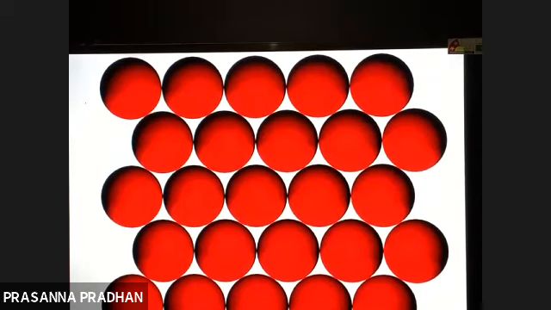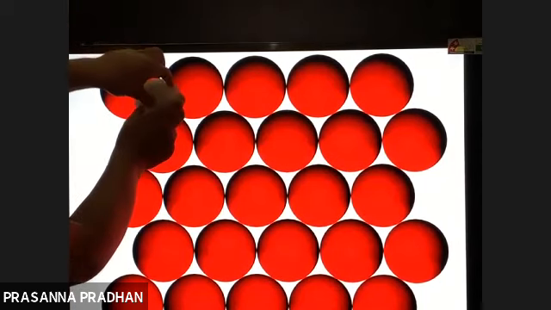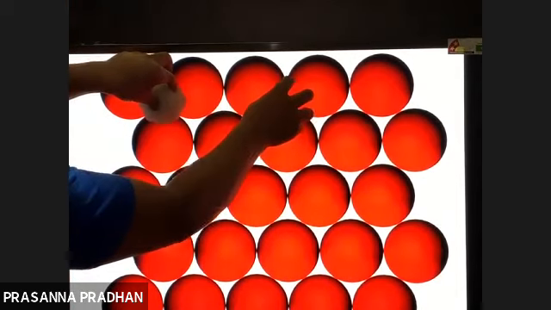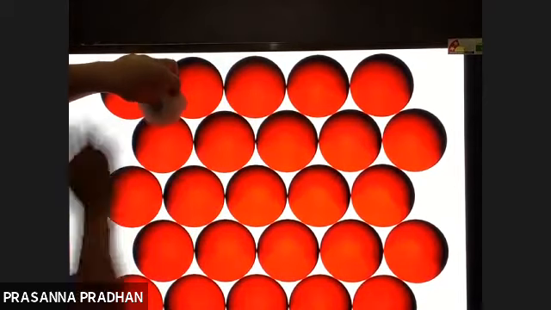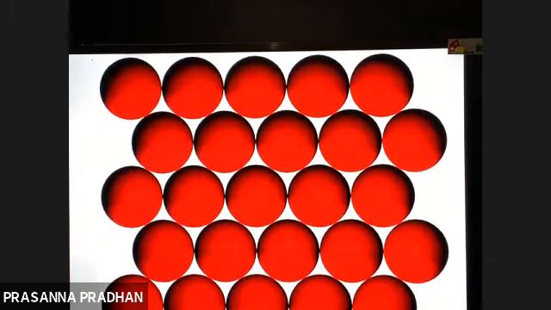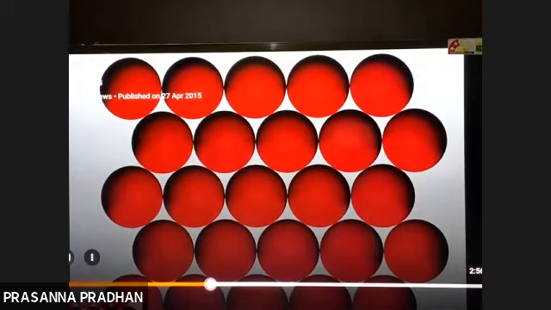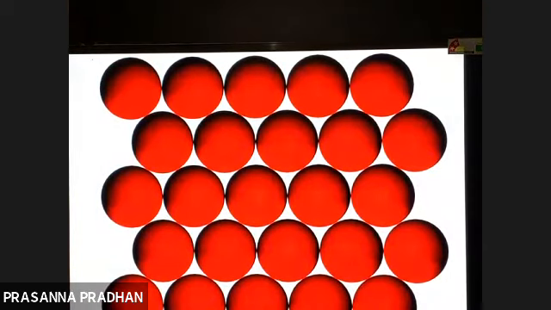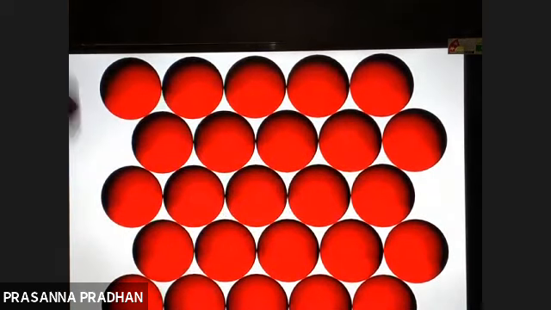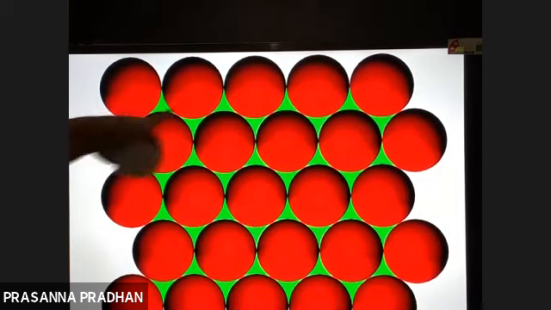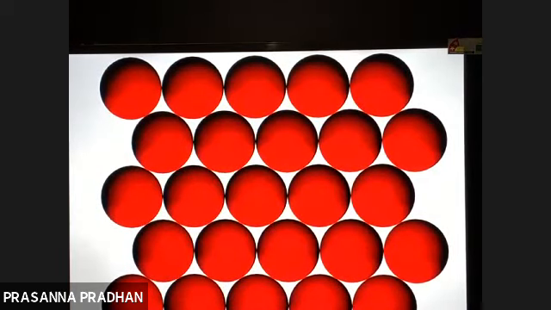So what we do is we keep the second layer of spheres on top of these triangular voids. We will place them here, like this. Okay, now look. The first layer contains red colored spheres indicating the alignment of the layer. This alignment is called A. These are the void spaces of the layer, triangular voids. We have to place a layer on top of this layer. For efficient packing, we will have to place the second layer in such a way that the spheres are exactly over the triangular voids of the first layer.